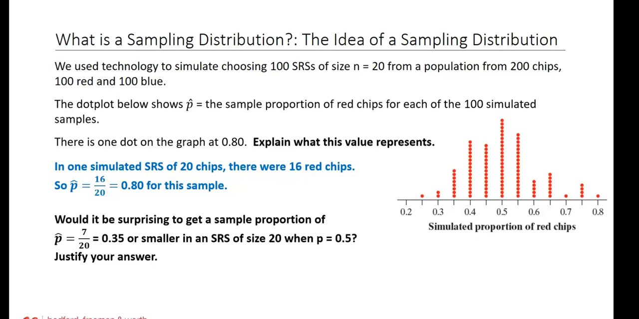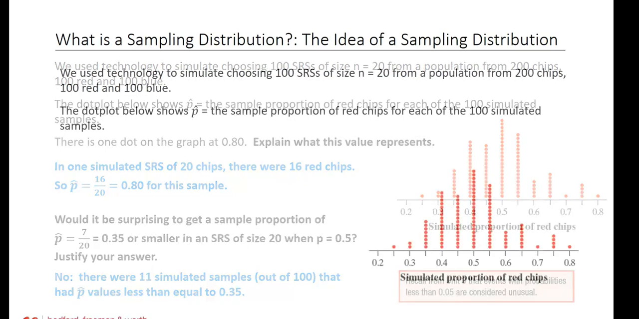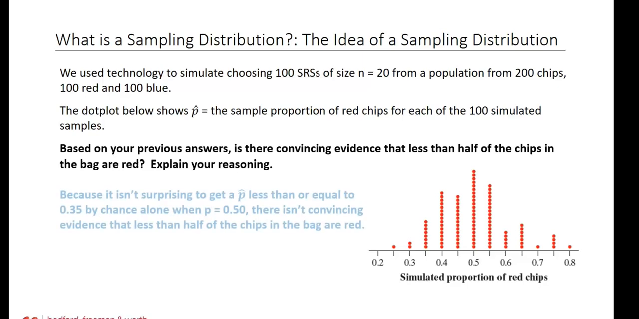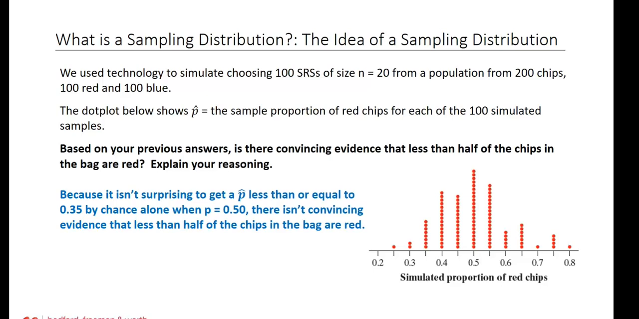Is 11% super unusual? Is it less than 5%? I don't think so. Right now, from this one sample, I don't think we have enough evidence to say that this teacher is lying. Is there convincing evidence that less than half the chips in the bag are red? There isn't convincing evidence, right? Because it was 11% of the time that's going to happen by chance alone. So I don't think there is convincing evidence.